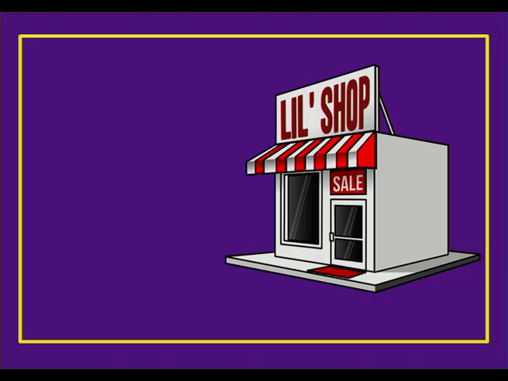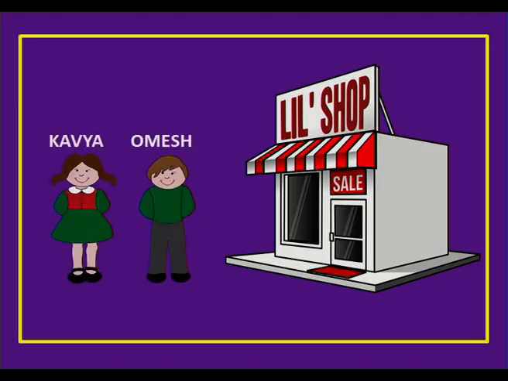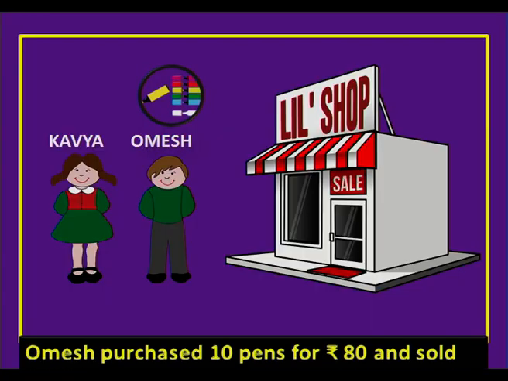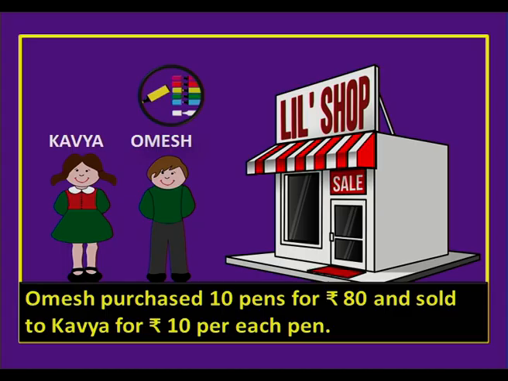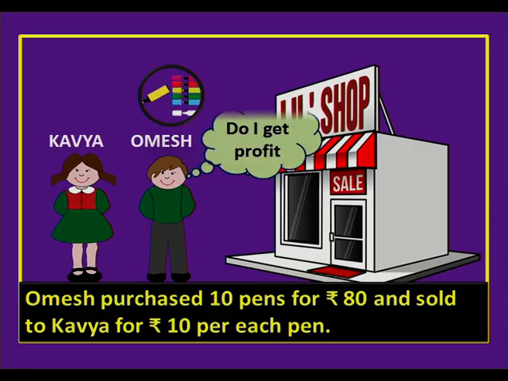Now, let us consider a scenario. Umesh purchased some pens in a stationery shop and the cost of 10 pens is 80 rupees. And what did Umesh do? Yes, he sold those pens to Kavya at the rate of 10 rupees per each pen. Now, what do you think children, whether Umesh gets profit or loss?